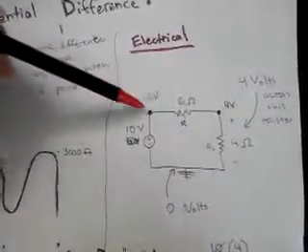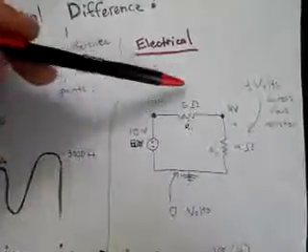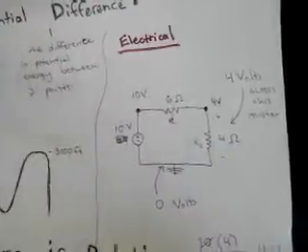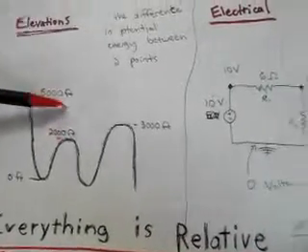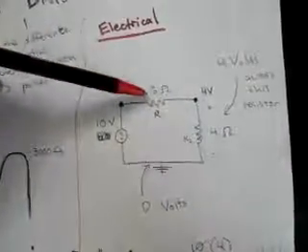So 10 volts minus 4 volts gives you 6 volts across this resistor. And same thing over here, right? 5,000 minus 2,000 gives you 3,000. 10 minus 4 gives you 6. It's the same idea.